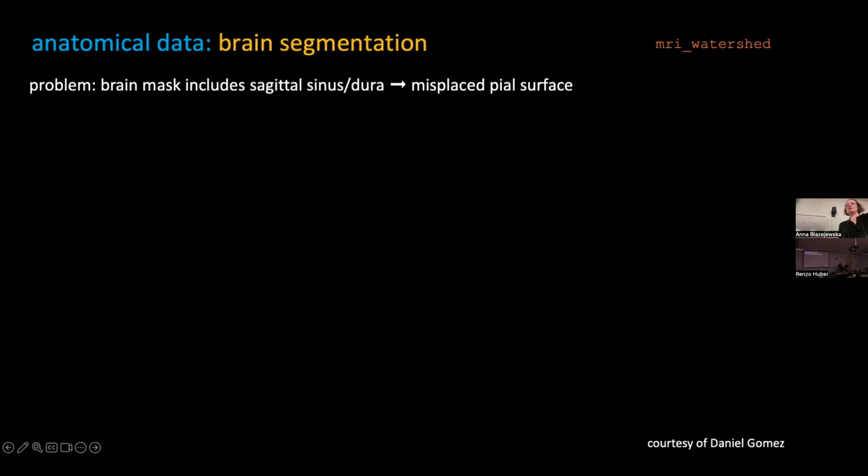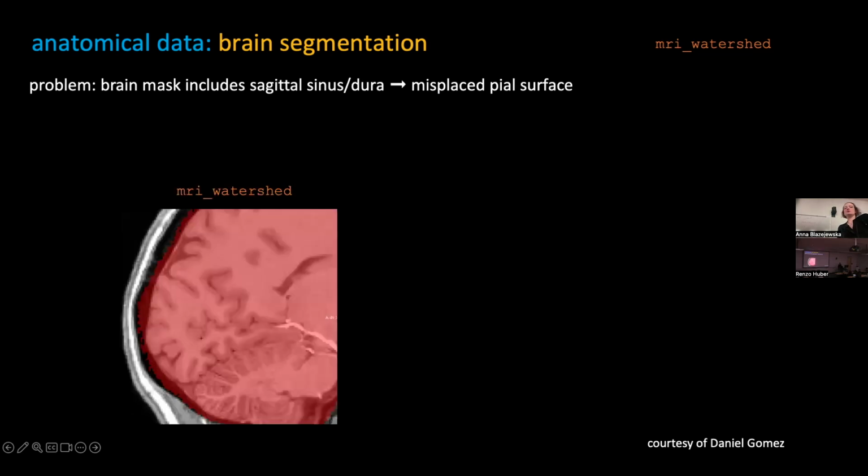Okay, so let's start with the brain segmentation. Again, this is the old version of the brain segmentation. Right now, a new machine learning, deep learning approach has been developed, but we are still using this, so I'm gonna address the issues that we still have with this approach. So this is the mri_watershed command. And what often happens is that the brain mask that we're getting includes sagittal sinus or dura, and that can lead to the pial surfaces being misplaced.